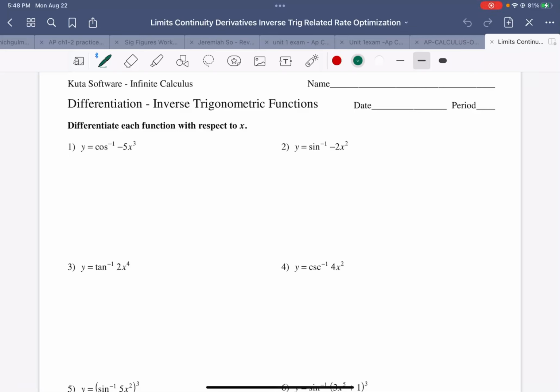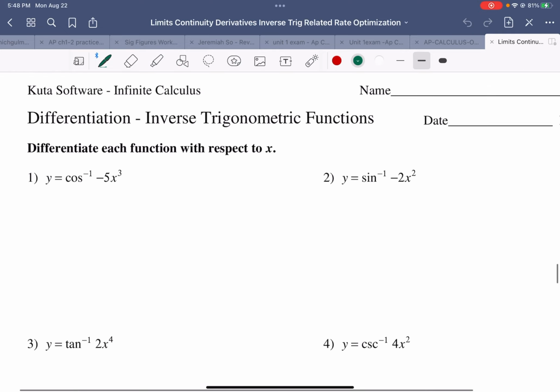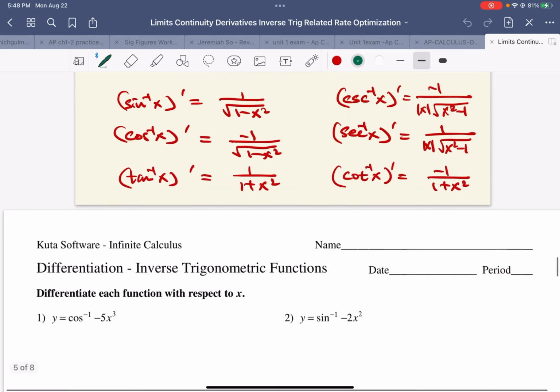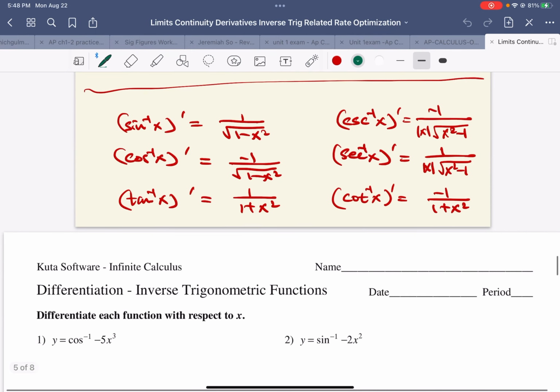Inverse trig differentiation. That's the topic we're going to talk about here. But before we start, you need to memorize these rules. I wrote it down here. The inverse sine derivative is 1 over the square root of 1 minus x squared. The inverse cosine derivative is negative 1 over the square root of 1 minus x squared. The only difference between inverse sine and inverse cosine is the opposite sign.